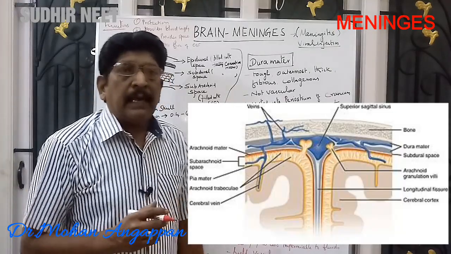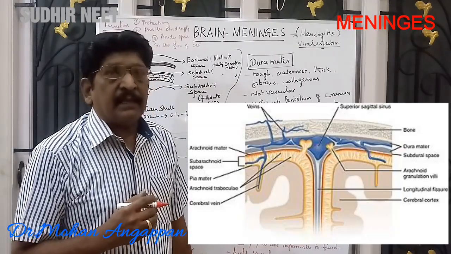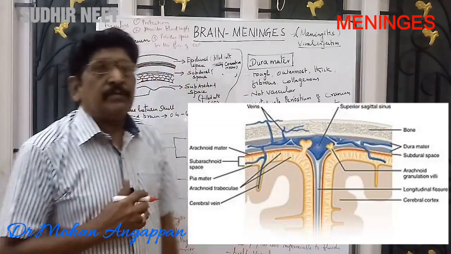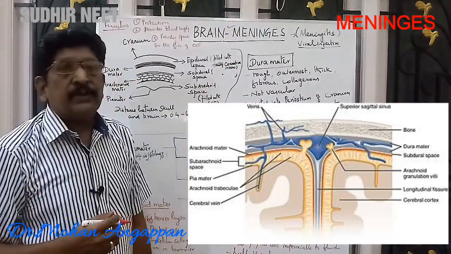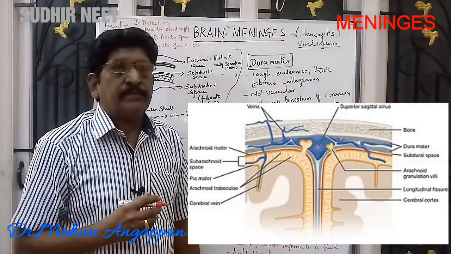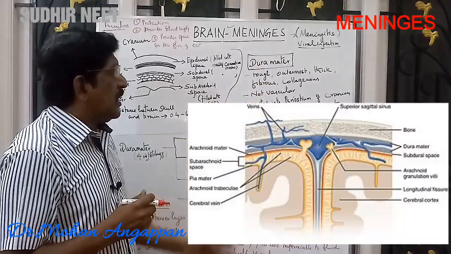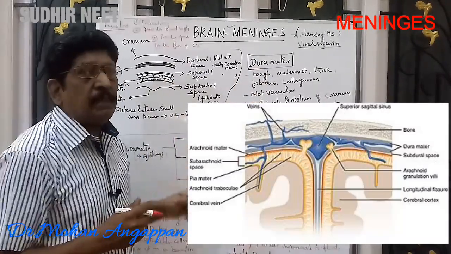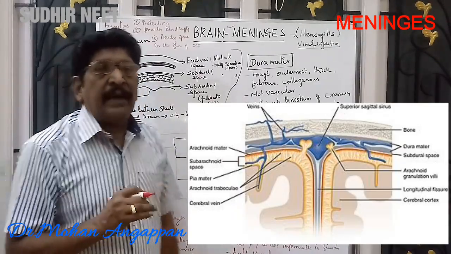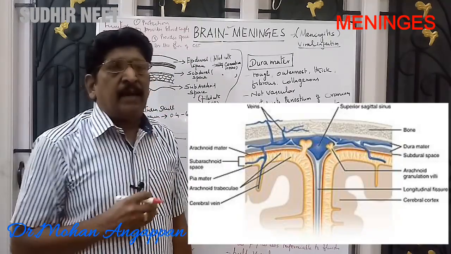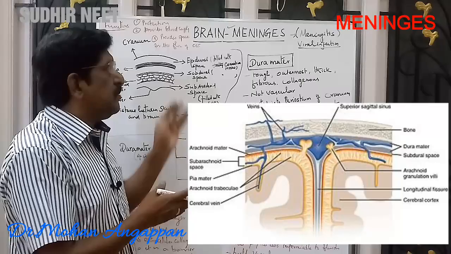Today, as a continuation of the neural system, let us talk about the meninges of the brain. So what do you mean by meninges? Brain coverings. There are three layers covering the brain: one, the dura mater; middle, the arachnoid mater; and inner, the pia mater. So there are three layers called the meninges of the brain.